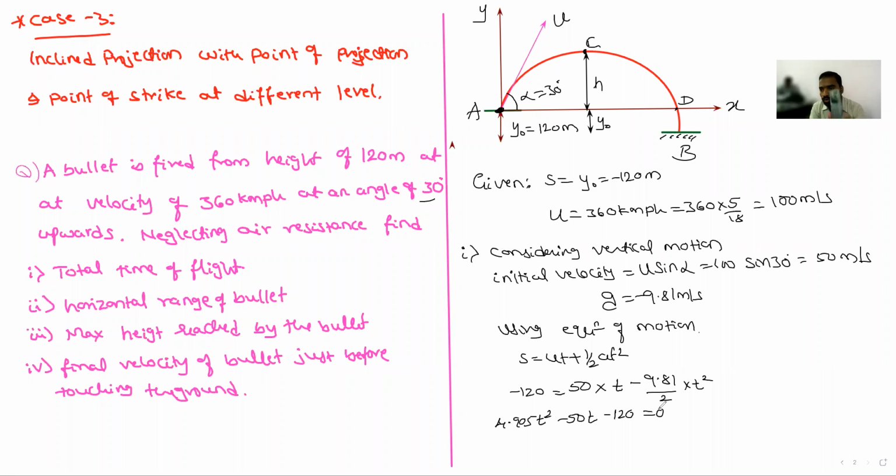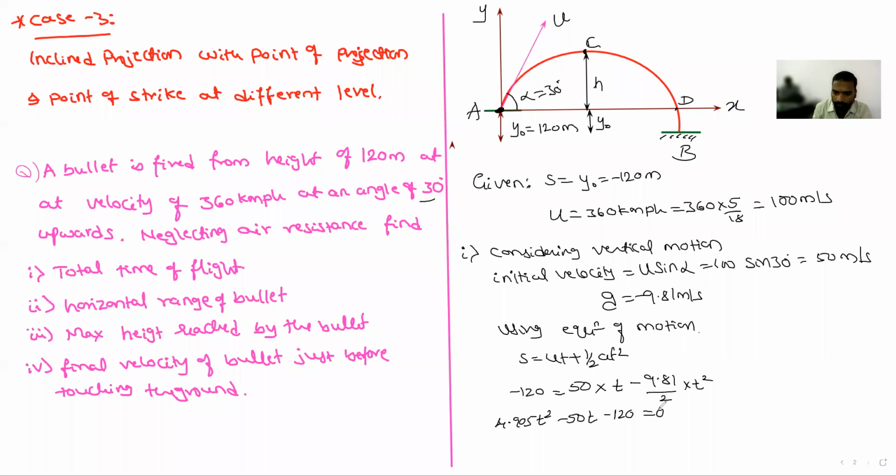Here, those who are having this type of calculator, we are having ax square plus bx plus c equal to 0. So press 3. Substitute the value of a. What is the value of a? 4.905. Next, equal to b. B value is minus 50. Next, equal to. C value is minus 120. So then, what is the value of t?